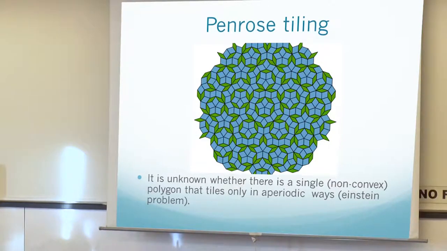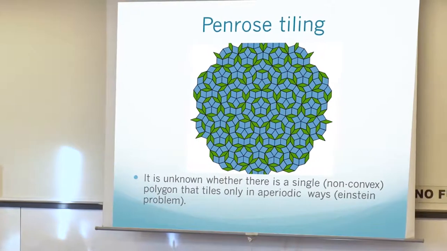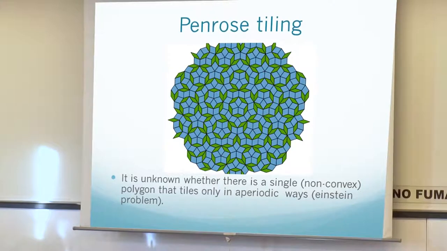This was not the first example of such a thing, but I think it is the most beautiful one because it uses only two pieces. It is still an open problem whether you can build something similar using just one piece. This is the so-called Einstein problem. There have been some announcements in both directions in recent years, but it is still open. The only thing known is that, and it is not very hard to prove, if a polygon tiles the plane only in an aperiodic way, then this polygon has to be non-convex. So if convex polygons tile, then there is a periodic tiling.